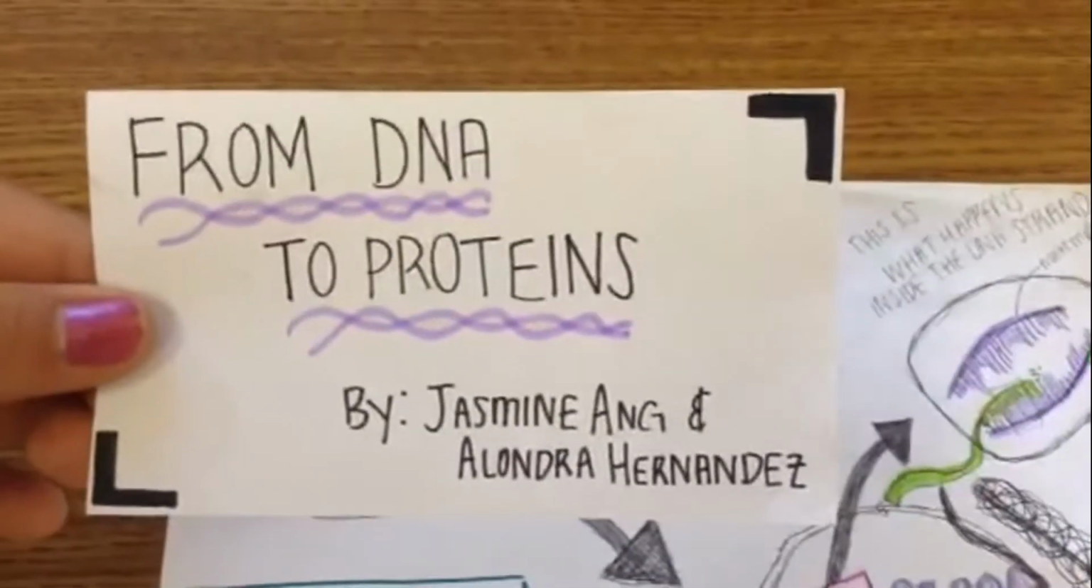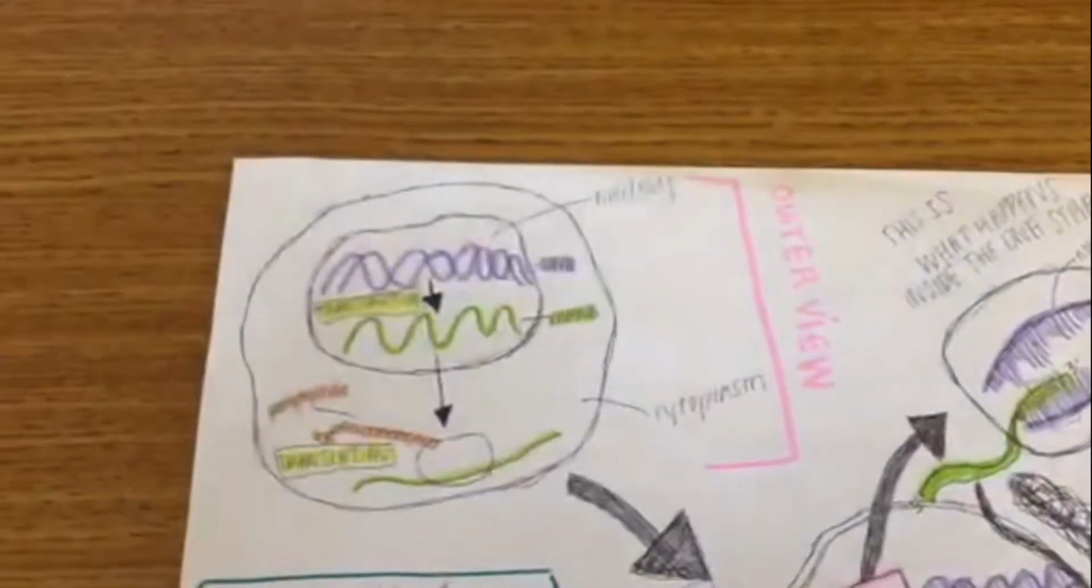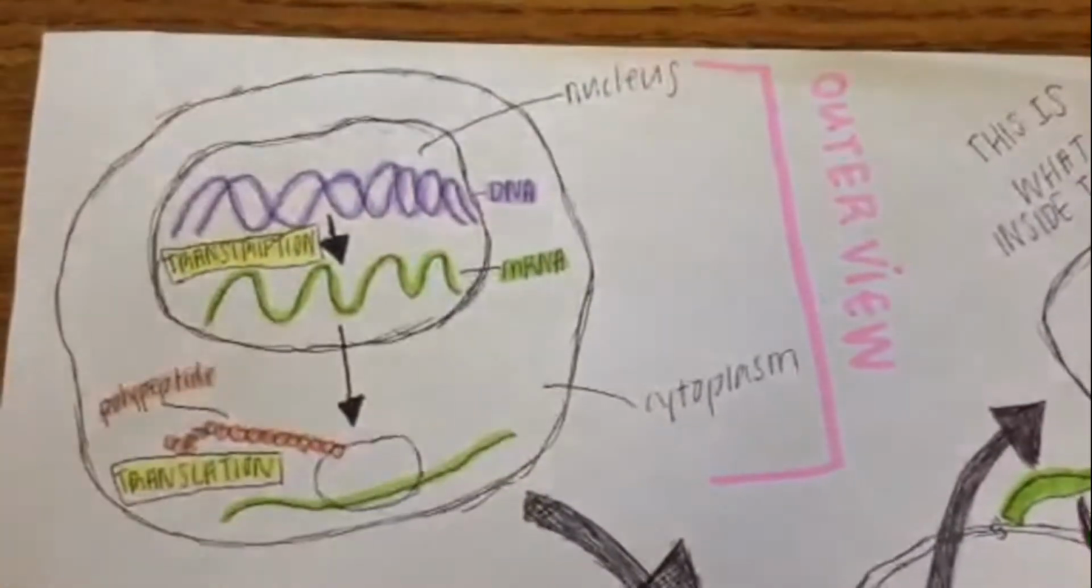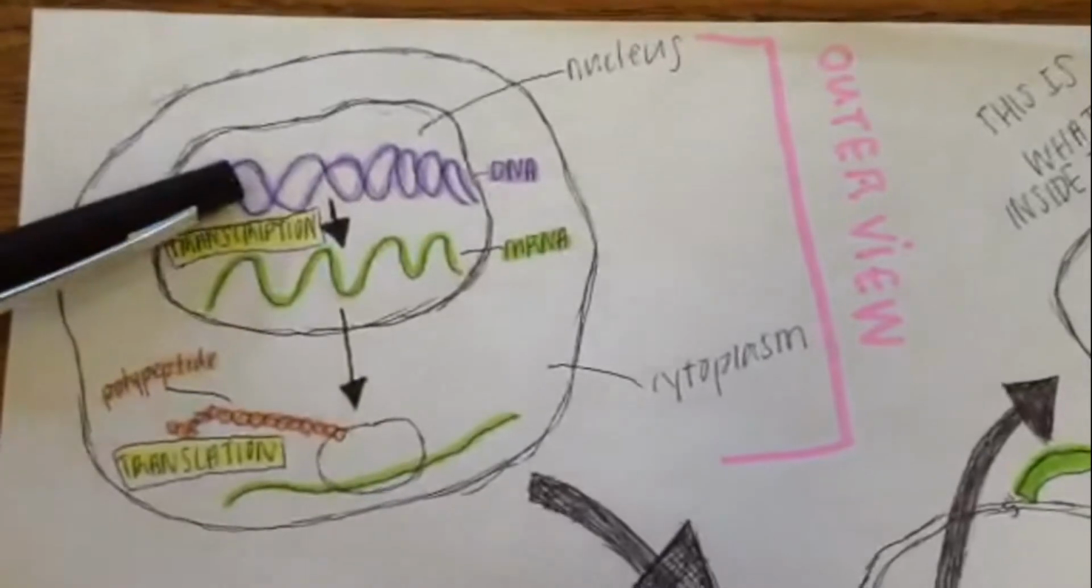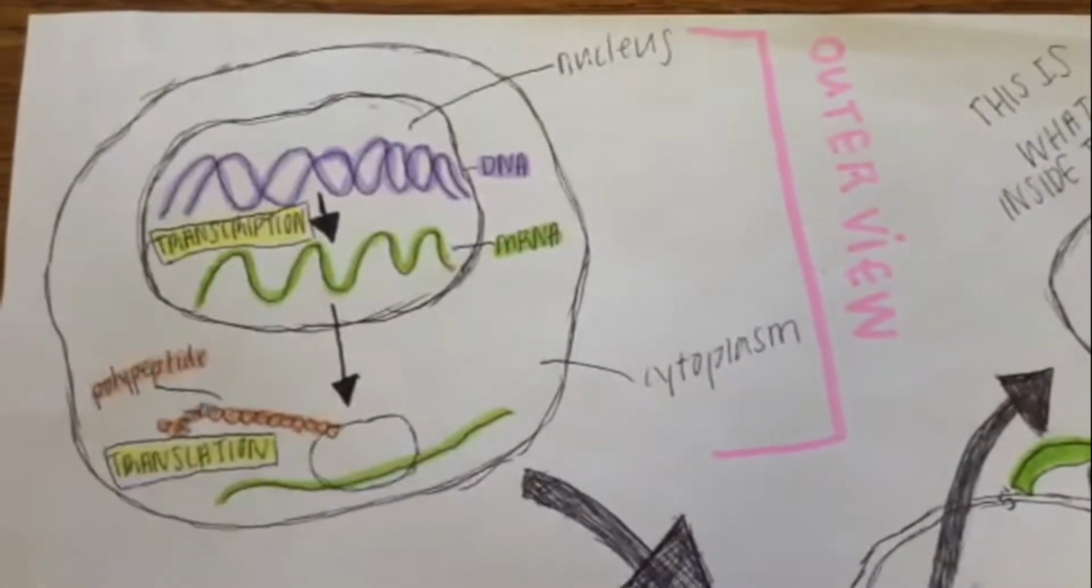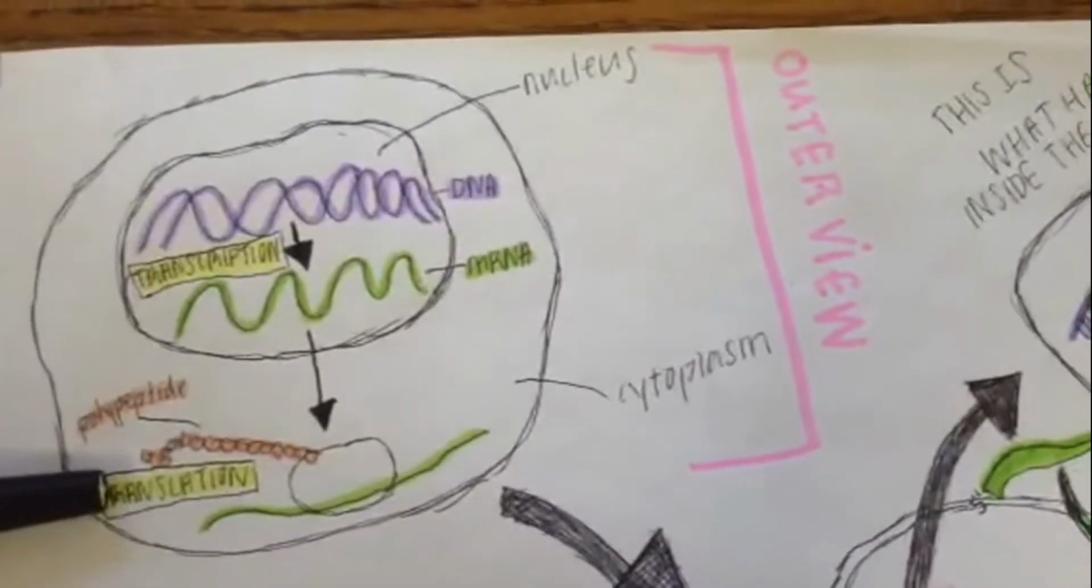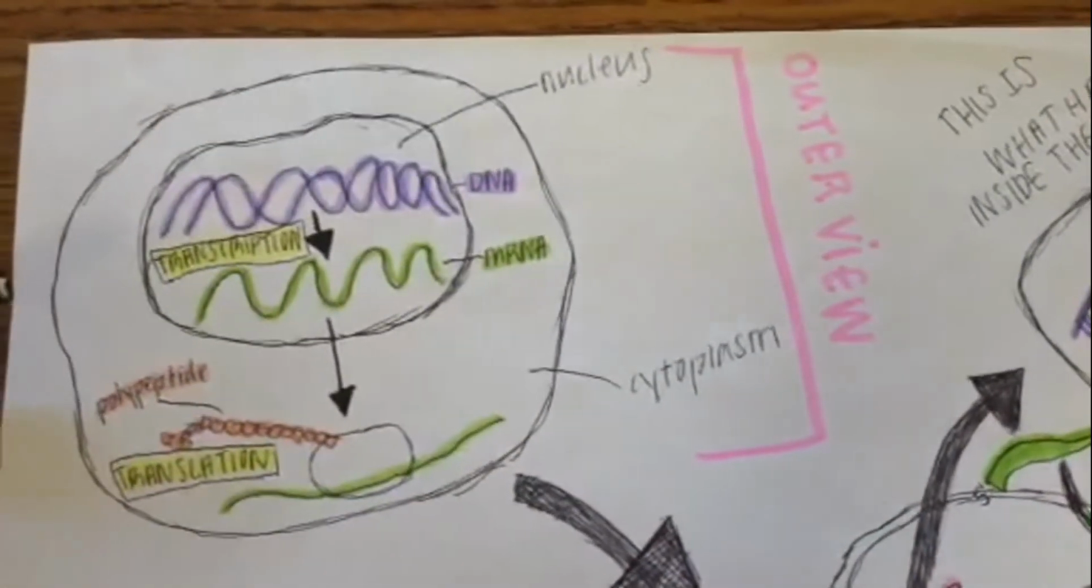My name is Alondra, and our project is on from DNA to proteins. Genes provide the instructions for making proteins in the form of DNA. Getting from DNA to protein requires two main stages, transcription and translation. These two processes occur in all organisms.